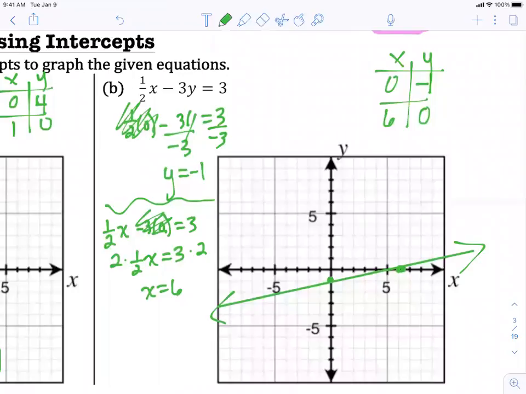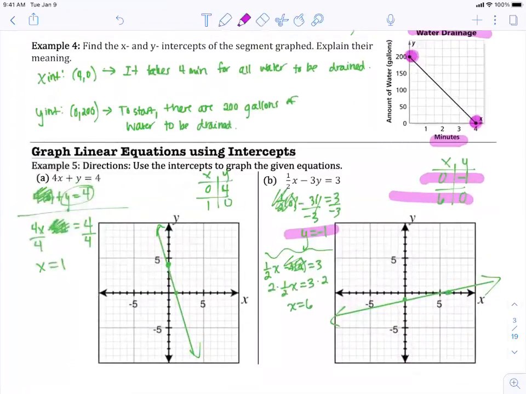All right, final answer is up. Your y-intercept, you should have had (0, -1). If you plug in 0 for x and solve for y, you should have got -1 for that answer. And then your x-intercept, if you plug in 0 for y and solve for x, you should have got 6 as your final answer, okay?